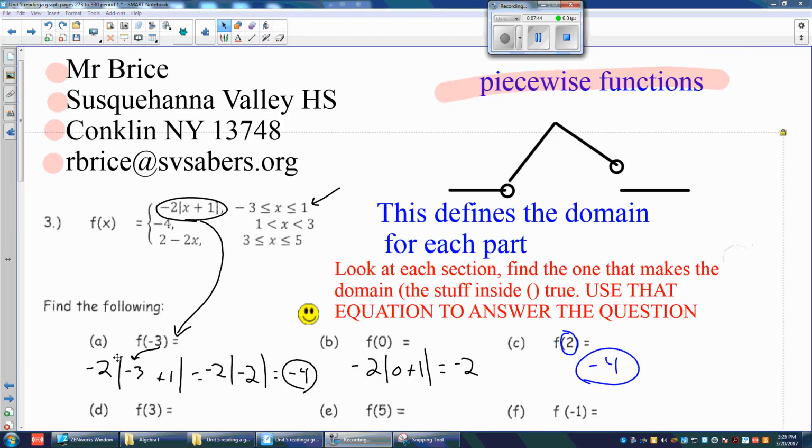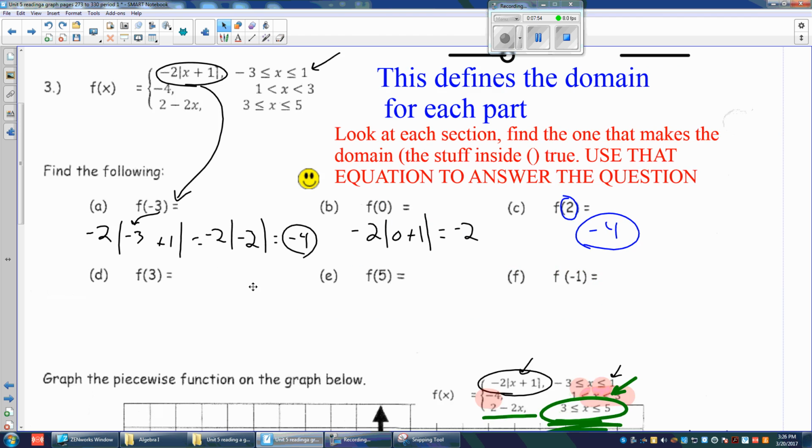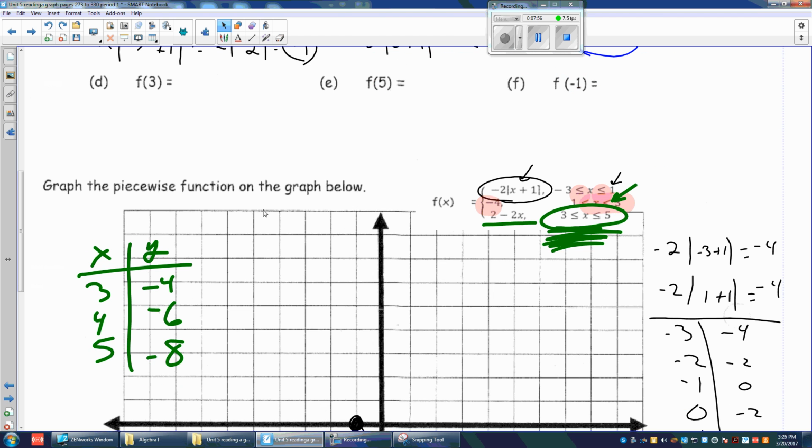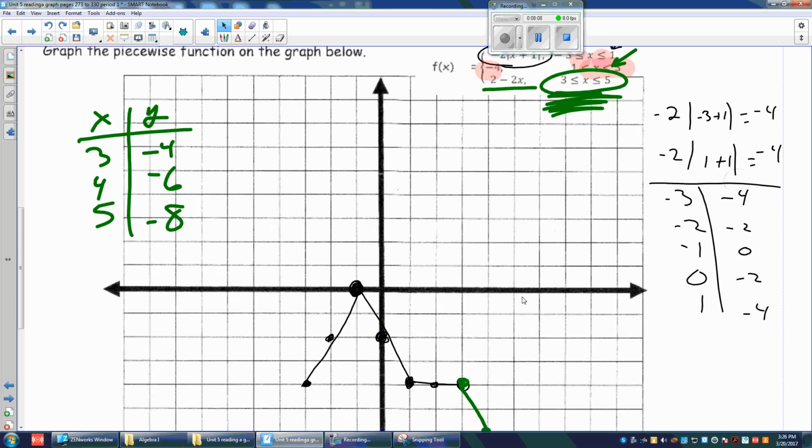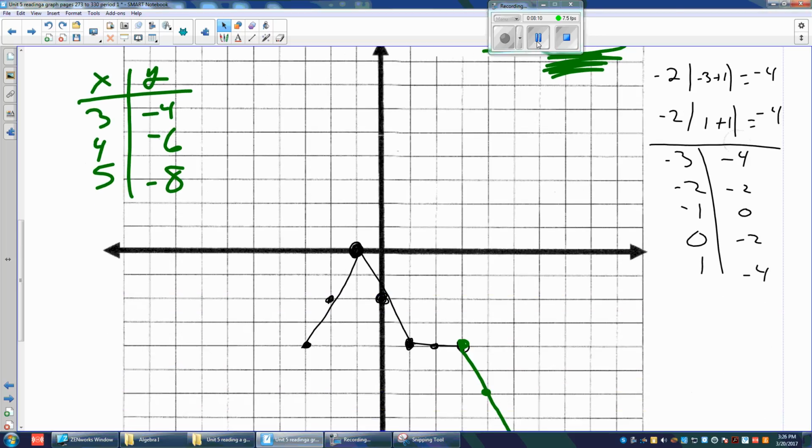We learned that when we want to evaluate the function, we take a look at the number inside. Which part is it supposed to be at? Okay, got it. And then plug it into that equation. When we want to graph it, we graph each of these separately, looking at the tables, making tables only from -3 to 1, only from 1 to 3, and only from 3 to 5. And we graph those parts.